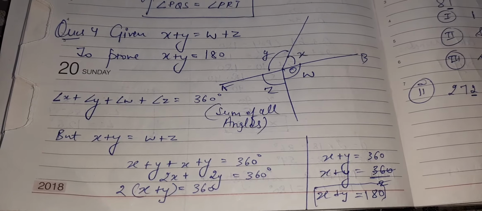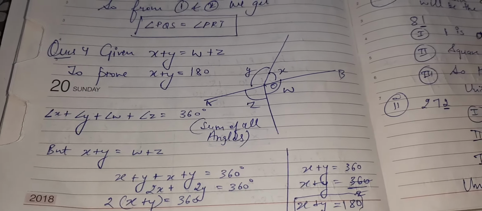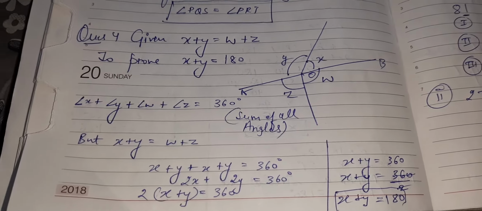Now go through the demonstration of angles and draw those angles in your fair notebook. After drawing the mind map, do all these 4 questions.